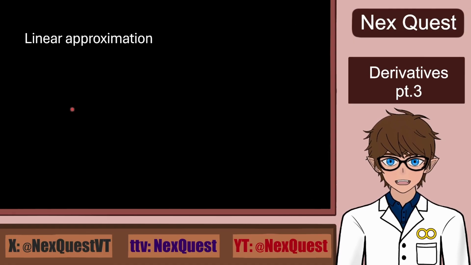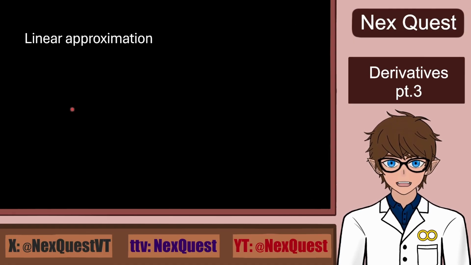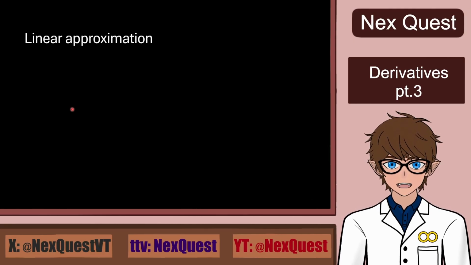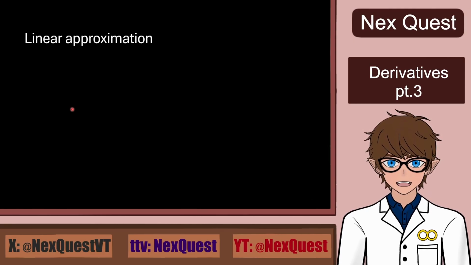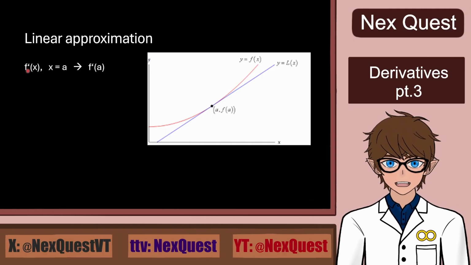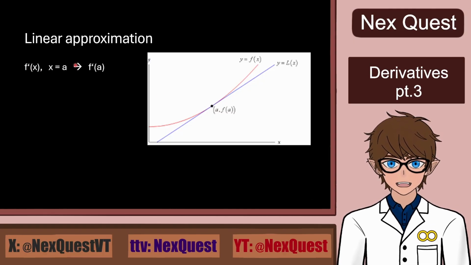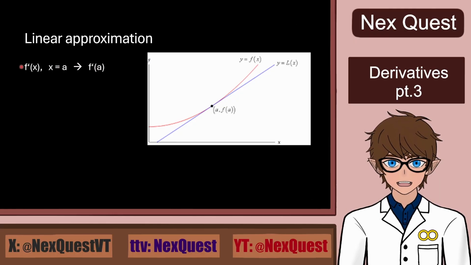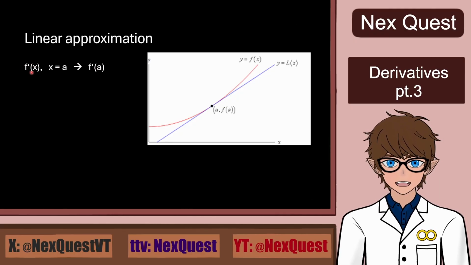So one of the uses is to estimate a value of a more complex function by using a derivative of the function. So it's called linear approximation, and let's see how it works. If we set f prime of x as the derivative of f of x, yes, f prime of x is the derivative of f of x, yes.